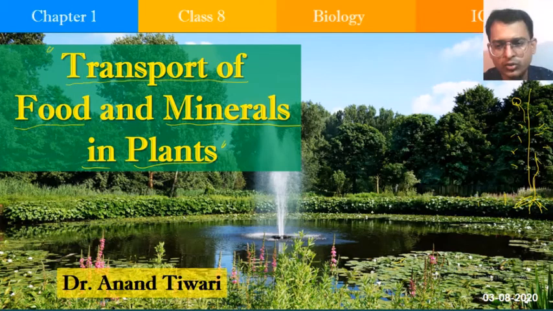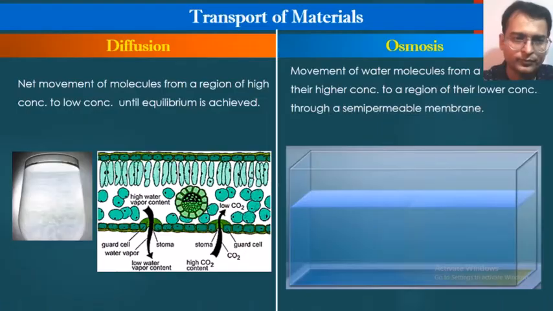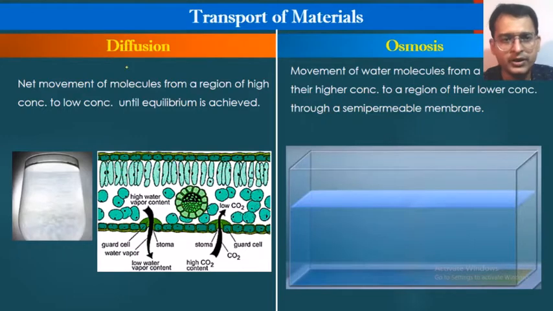There are also different physical mechanisms by which this transport takes place. Let us see one by one. There are two methods by which the transport of these food and water materials takes place. One is diffusion and the other is osmosis. Okay, diffusion and osmosis.